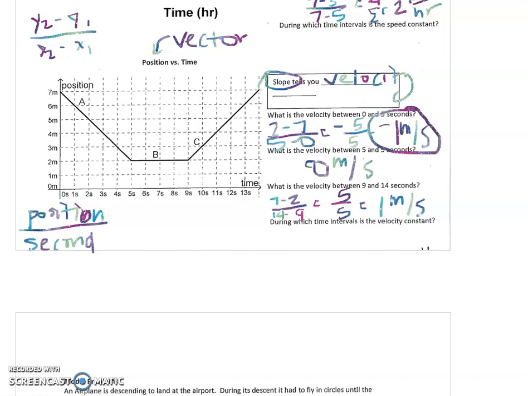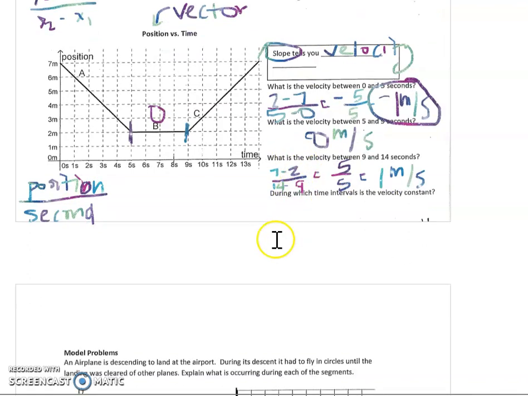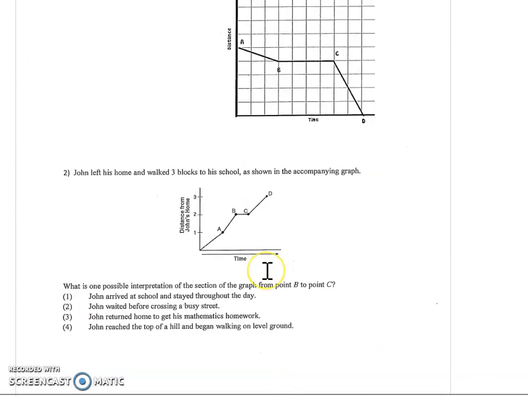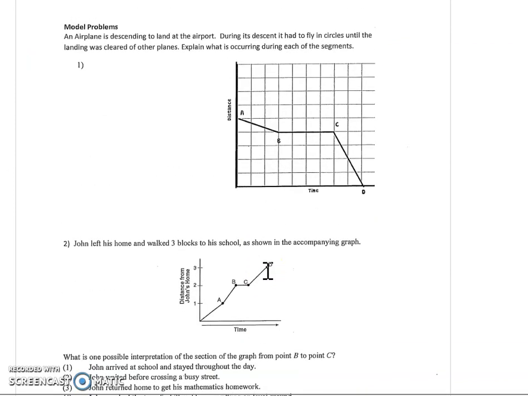And it says during which time intervals is velocity constant, and that is during each interval. So during A, it is constant at negative 1 meters per second. It changes right here to 0, and that's an instantaneous change. And then it changes again right here. So each interval is constant with instantaneous changes in between. Go ahead and do these model problems on your own, and then check the notes key that is provided to you in your notebook.